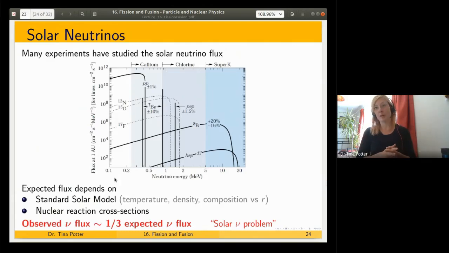So we've got lots of experiments that have had a look at these solar neutrinos. Super K looked at the high energy neutrino spectrum, and then we've had chlorine and gallium experiments that have had a look at the lower energy neutrino spectrum. It's harder to see lower energy neutrinos, of course.